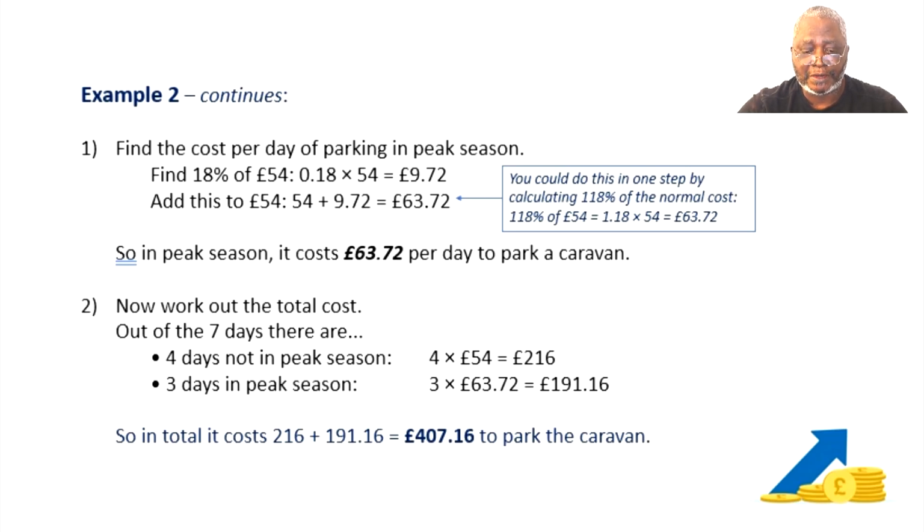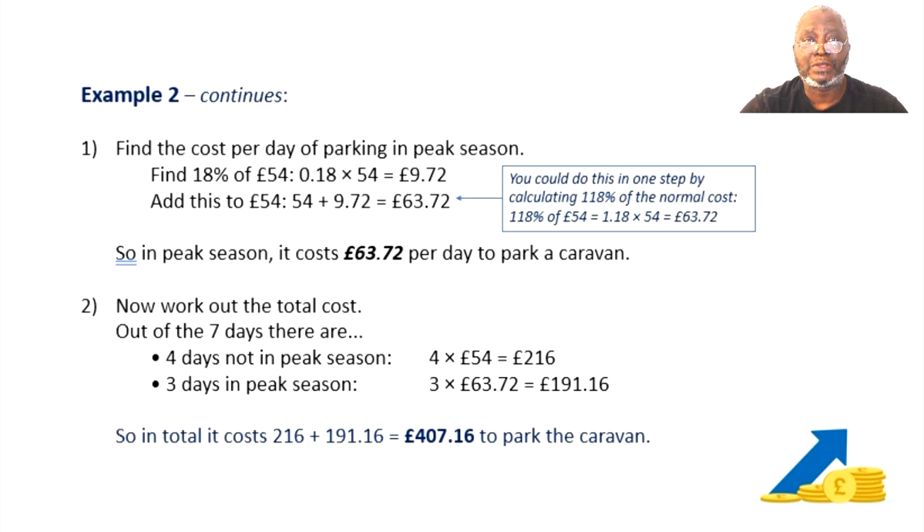If you read the information in the box there, you could do it in another way by just adding 18% and 100%, and then you find it as a percentage of 54, which will give you £63.72. That is the price. So in peak season, it costs £63.72 per day to park a caravan.